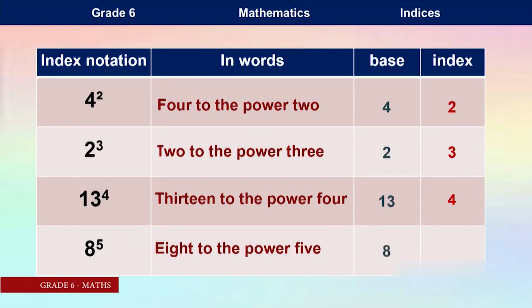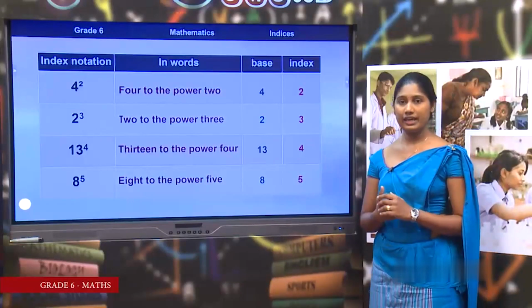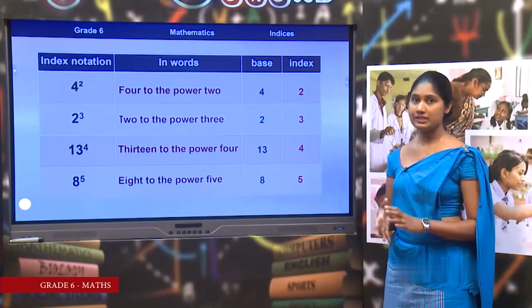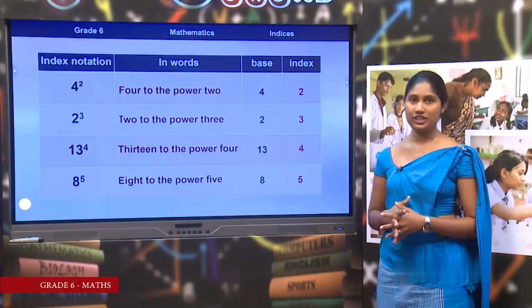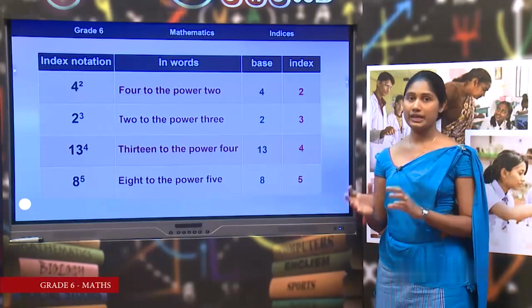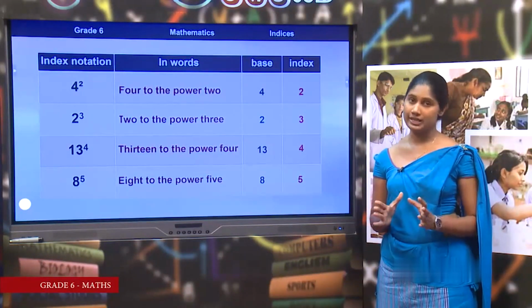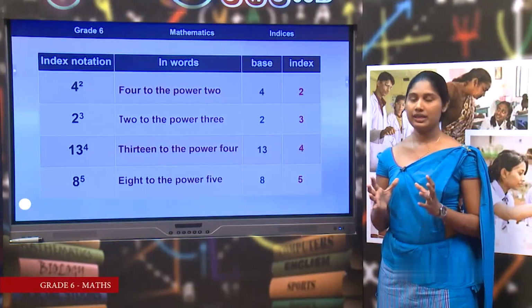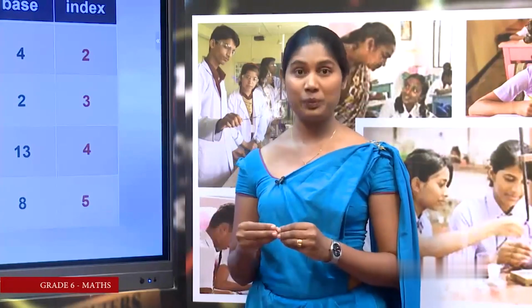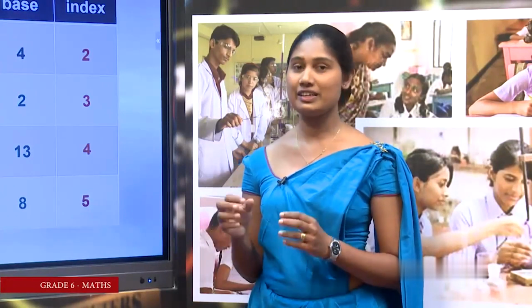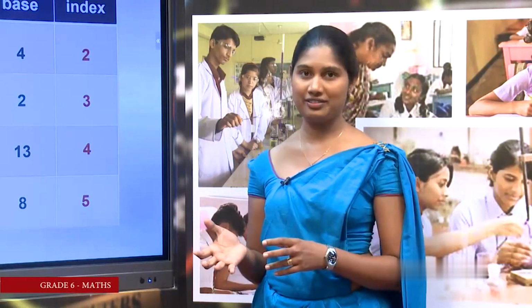Then, my dear children, what is the index here? Index is 5. Then, here you can see 8 and 5. 8 is base and 5 is index. Both 8 and 5 we call as power. That's why we always use power. When we read it, this is 8 to the power 5.